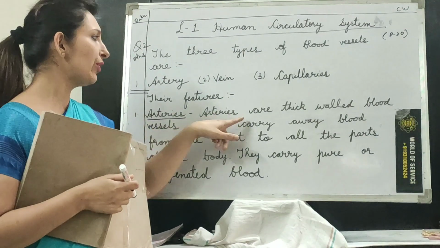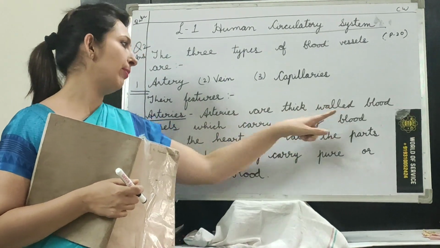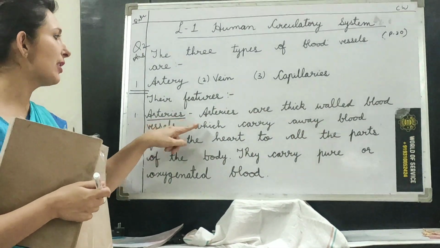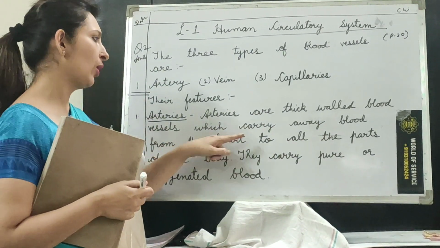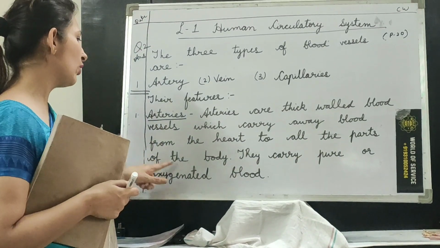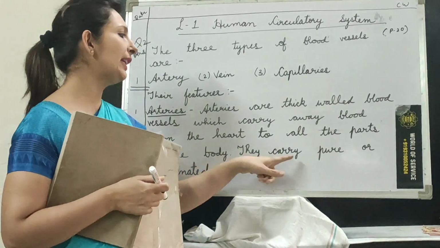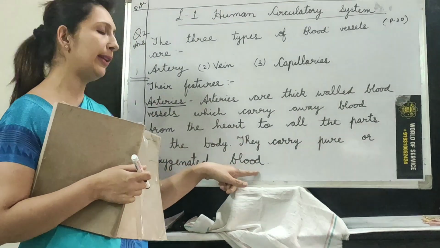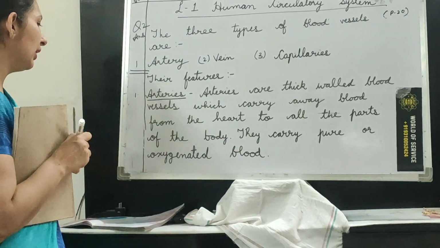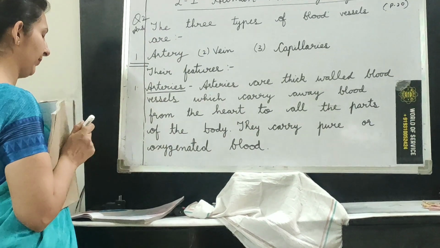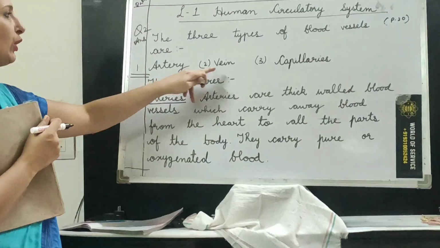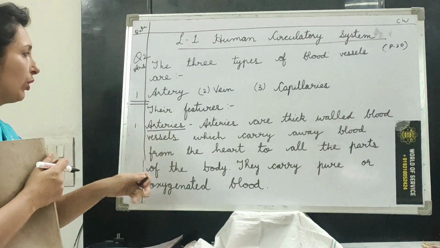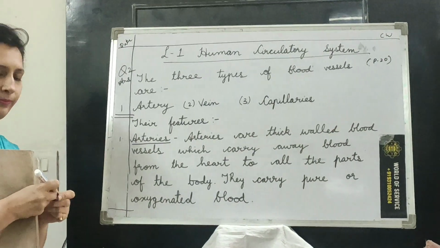Arteries. Arteries are thick-walled blood vessels which carry blood away from the heart to all the parts of the body. They carry pure or oxygenated blood. Now children, here you leave a line. Okay, now we will do the vein part. Till the time you note down arteries.